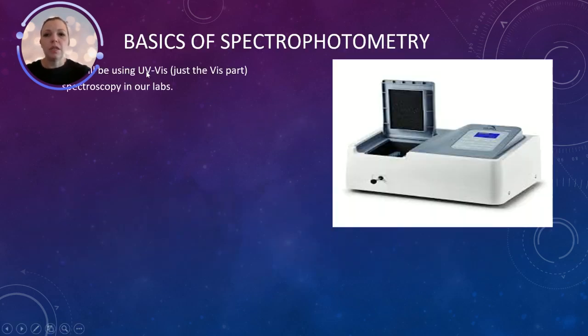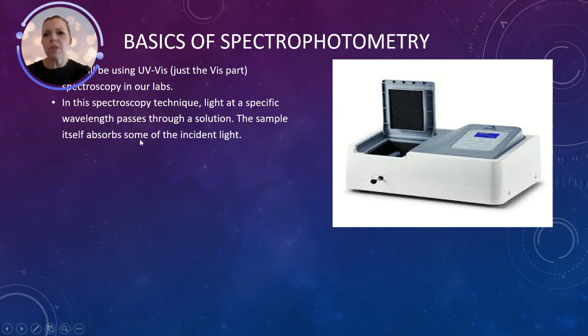So we'll be using UV-vis, just the vis part, spectroscopy in our labs. The older style machines look like this, although this one's not very old, but a lot of you in class, I certainly in class, use probeware, which are much smaller. They're more like this size as opposed to these, which take up a whole lot of space on the bench top. In this spectroscopy technique, light at a specific wavelength passes through a solution.